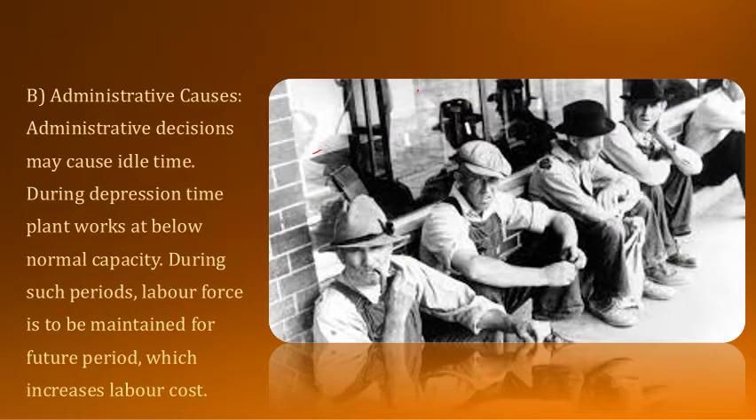Again further causes, administrative causes. Some administrative decisions may cause idle time. During depression time, the plant works at below normal capacity. So when there is a depression, at that time your factory does not have that much demand for your products, and so your factory works at below normal capacity. So at that time all your labor do not have work.